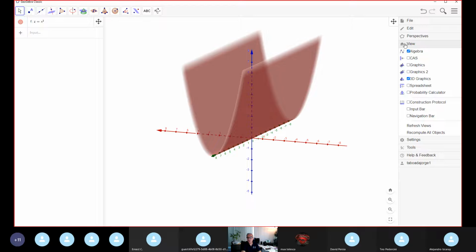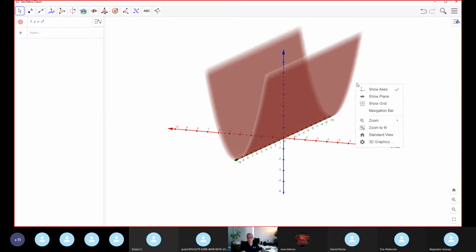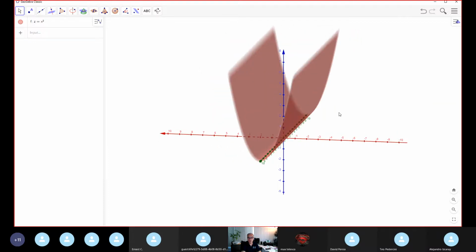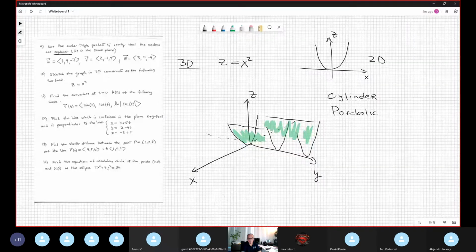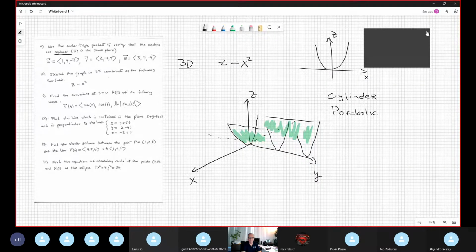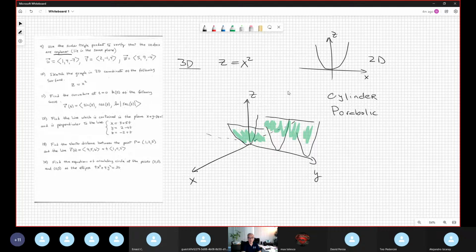View, but no, don't view. Let me see settings, tools. Well, you investigate how to save that. Cool. Okay, let's move on, David. Okay, let me share the whiteboard one more time. Okay, next problem.